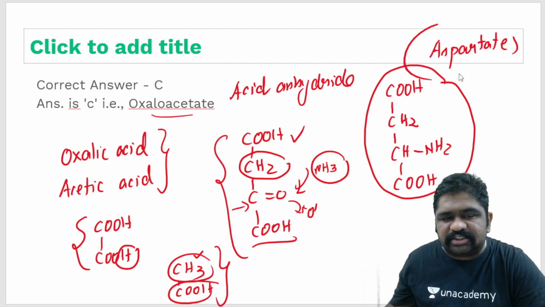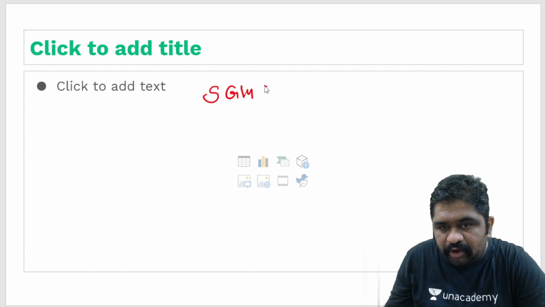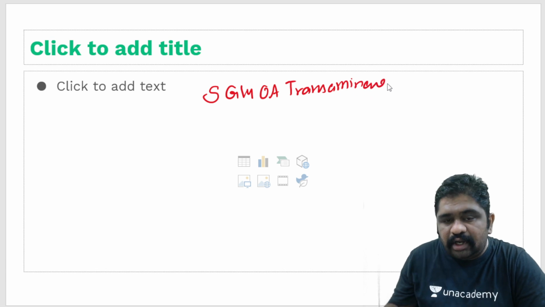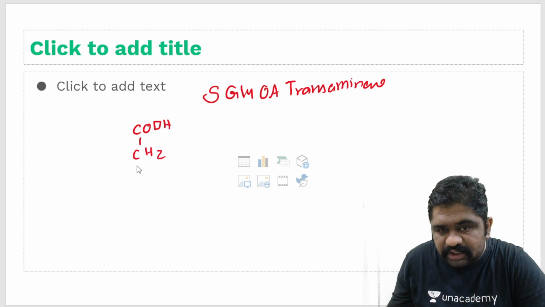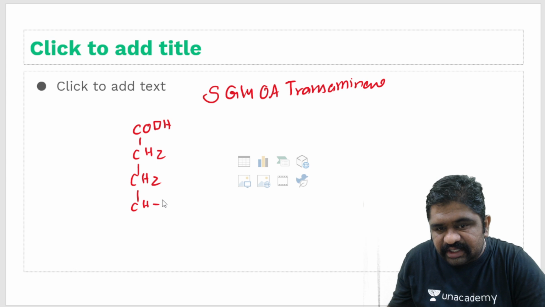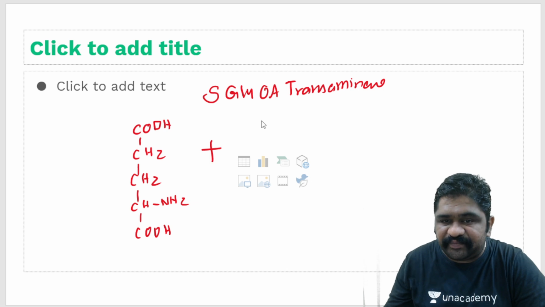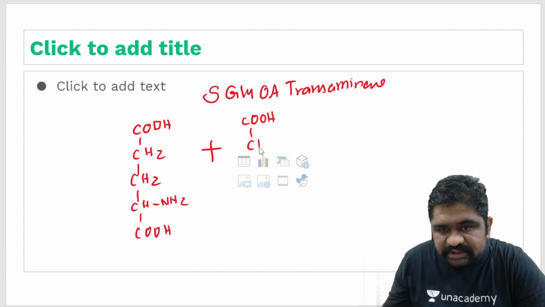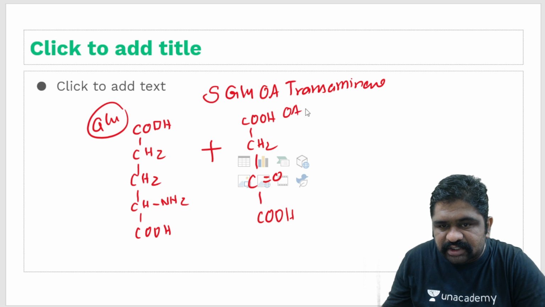Now, why do I speak about SGOT here? Look at this. What is SGOT? Serum glutamate oxaloacetate transferase or transaminase. Now watch it very carefully. What is glutamate? COOH, CH2, CH2, CH, NH2, COOH. This will react with COOH, CH2, CO, COOH. This is glutamate. This is oxaloacetate.